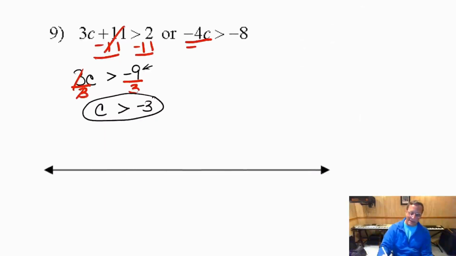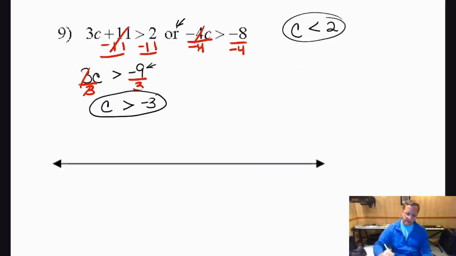All right, on this next one, we're going to divide by negative 4. So we're dividing by a negative on this one. So certainly the sign will flip here. So it's going to be c is less than 2. We're using the word or here.